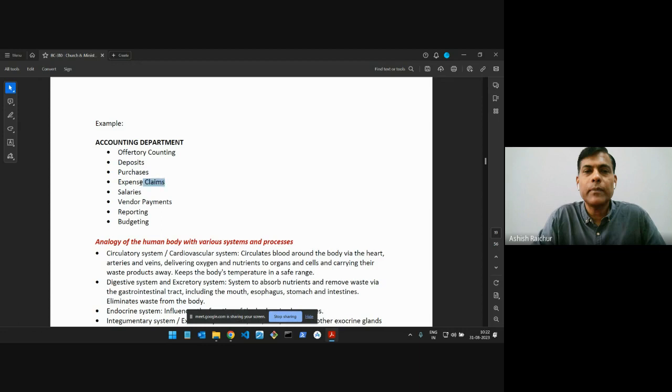That means if somebody has to spend some money from their own pocket to buy something, we have a way how to do it and how they can get reimbursed. So it's there, and people will follow that process. How salaries are paid, how vendors are paid.